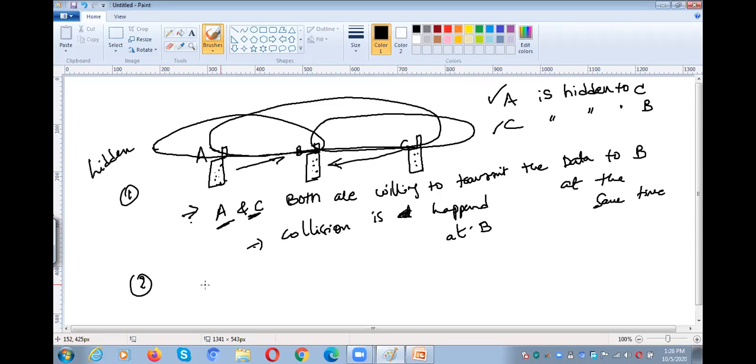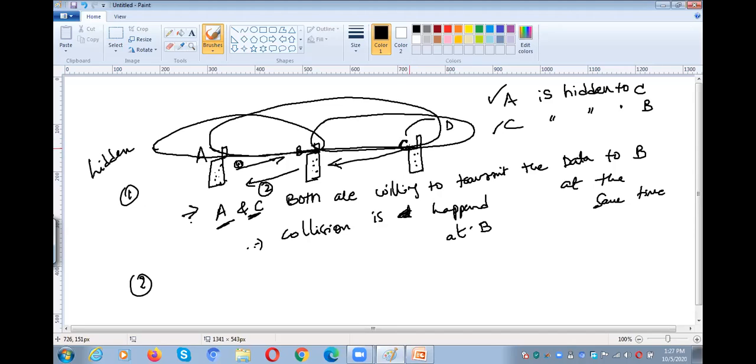And what is the next problem? With the same diagram, for example, now B is willing to transmit the data to A. This is the first case. What is the second case? B is willing to transmit the data to A and C is willing to transmit the data to some other node D. Whenever C is willing to transmit the data to D and B is willing to transmit the data to A, A is on this side and D is on this side, right?